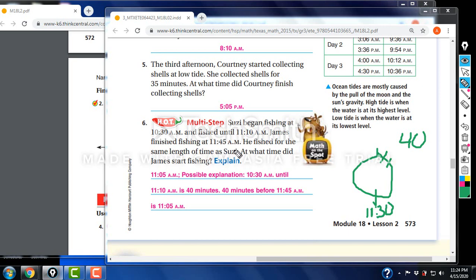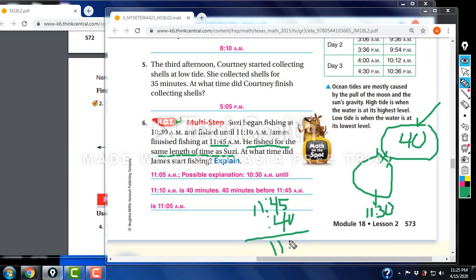James finished at 11:45. So if James finished at 11:45, I know that. And this is the key right here. He fished for the same length of time as Susie. So how many minutes did Susie spend fishing? She spent 40 minutes. At what time did James start fishing? Well, I know he spent the same amount of time that Susie was fishing. That's 40. I know when he finished, all I have to do is subtract 40 from that, and I get 11:05.